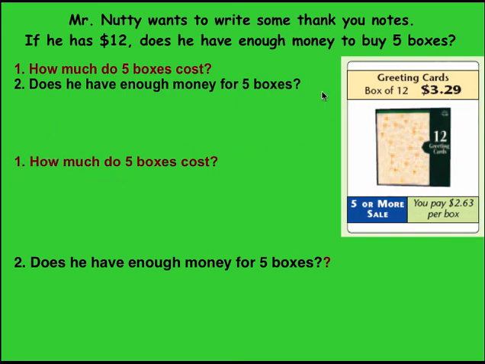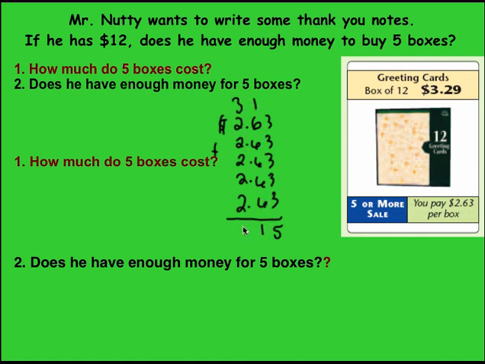So looking at question 1, how much do 5 boxes cost? Our greeting cards payment box over here says for a box of 12, regular price is $3.29, but if you buy 5 or more, you're going to pay $2.63 per box. And since Mr. Nutty wants to buy 5, they're going to be $2.63 per box. So here we go. All right, 3 times 5, 15. 6 times 5 is 30 plus 1 is 31. 2 times 5 is 10.